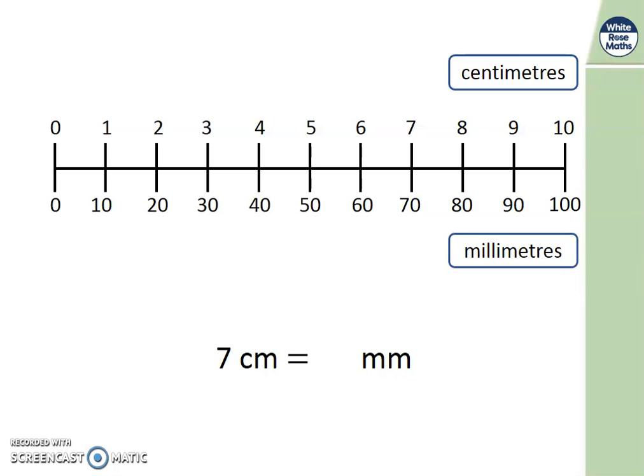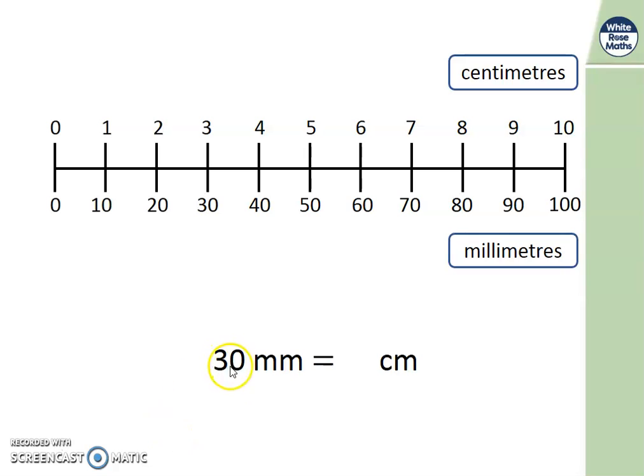Let's use our number line to help us work out the answer here. 7 centimetres is equal to how many millimetres? I need to find 7 centimetres. Do I look here? No, I look on this side and find 7. And I can see it's equivalent to 70 millimetres. So I write that in. You can see the relationship is multiplying by 10, we get 70 millimetres.